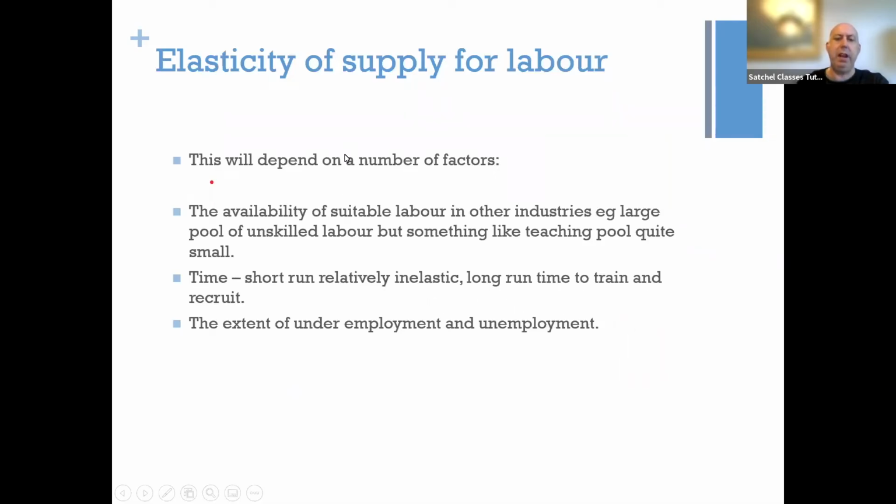Now, the elasticity of supply for labour will depend on a number of factors. The availability of suitable labour in other industries, e.g. a large pool of unskilled labour, but something like teaching pool quite small. So teaching is relatively inelastic because you can't create a teacher overnight. But for someone serving behind a bar, it could be argued that that's relatively unskilled, and so you could recruit someone tomorrow to fill that position. So you can see unskilled labour is relatively elastic, whereas something like teaching or a football player could be inelastic because it's quite a small pool of people that you're recruiting from, and so there's not always available workers there.